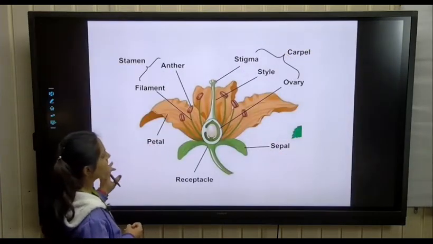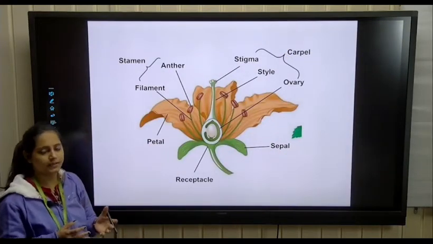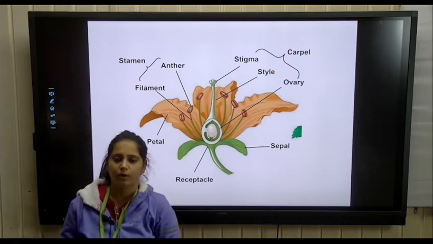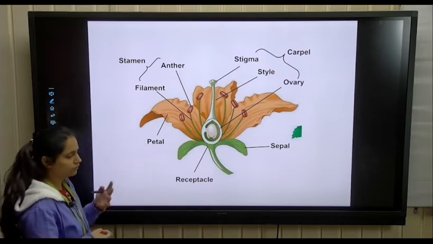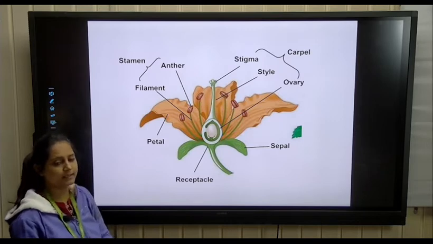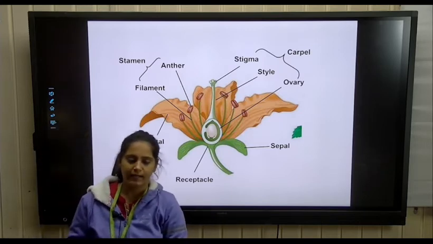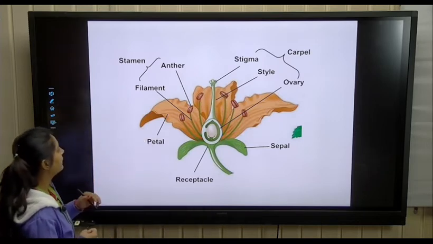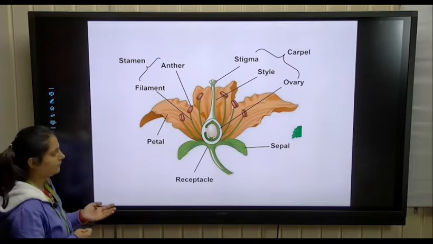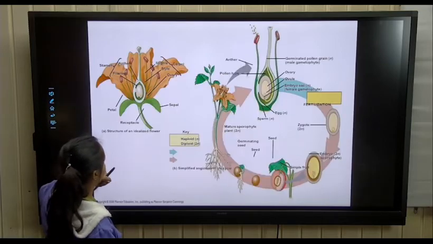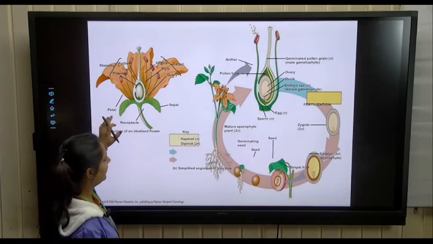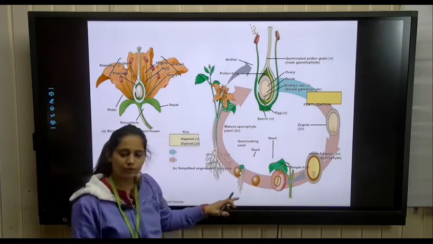So this is a general structure of a flower. A flower is the reproductive organ of any plant, and it has four whorls. If it has all four whorls, then it is known as a complete flower, and if there is an absence of any one of them, then that is known as an incomplete flower. So this is a flower, and this is a general process of fertilization.